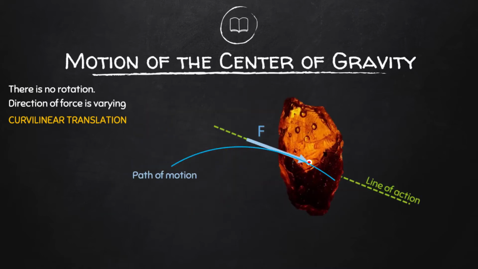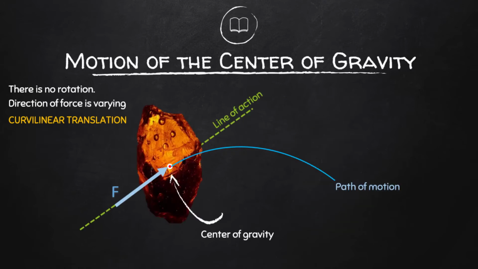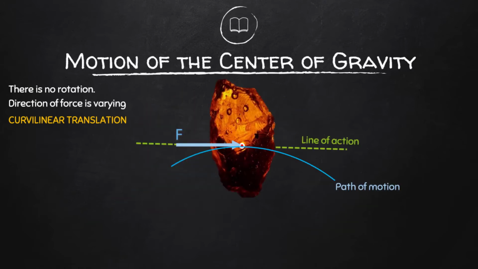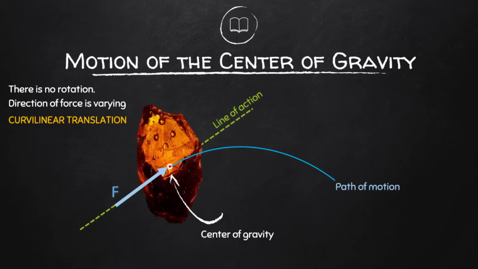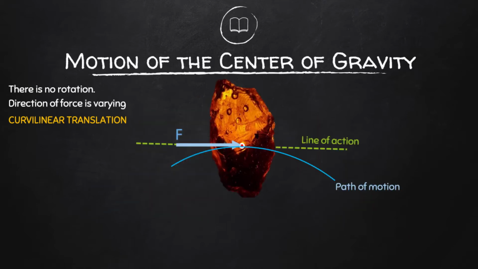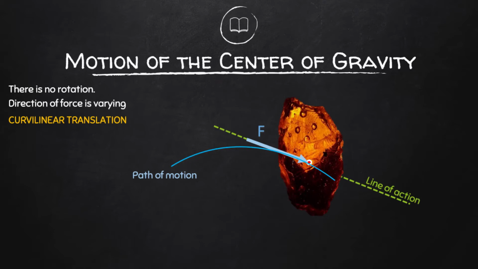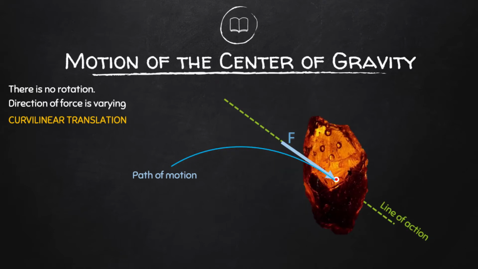Remember that the external force resultant that will act on the body will still pass through the center of gravity of that body. It is also important to remember that in curvilinear translation, although the direction or sense of the force is varying, there will still be no rotation.